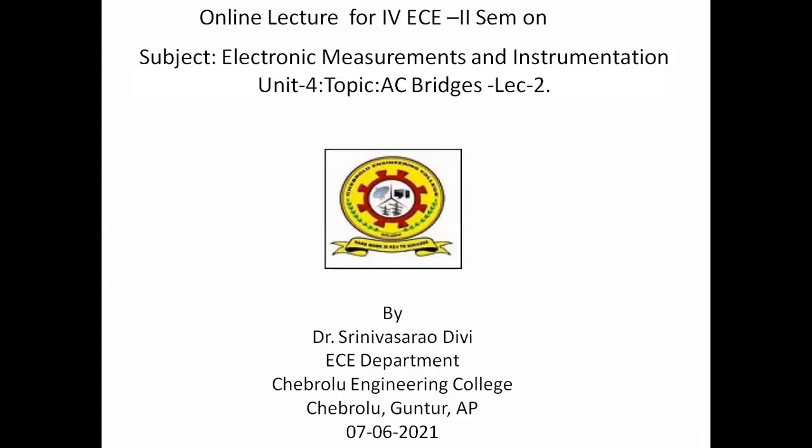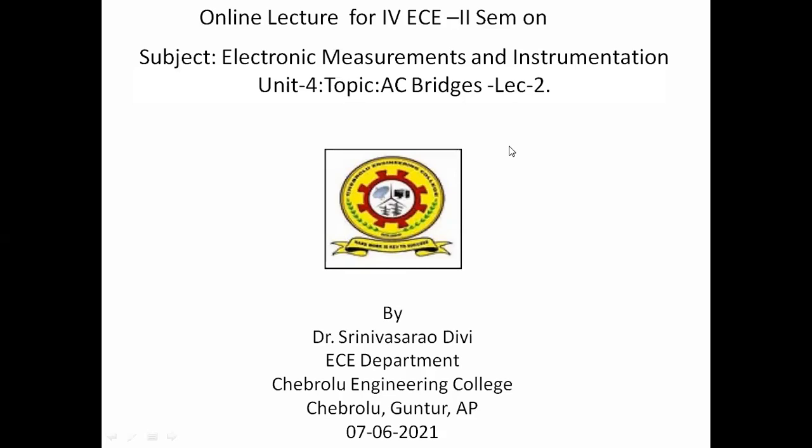In such a situation, the detector will show zero reading. When the detector shows a zero value, we can say the bridge is balanced. It means the multiplication of R1 and R4 is equal to R2 and R3.